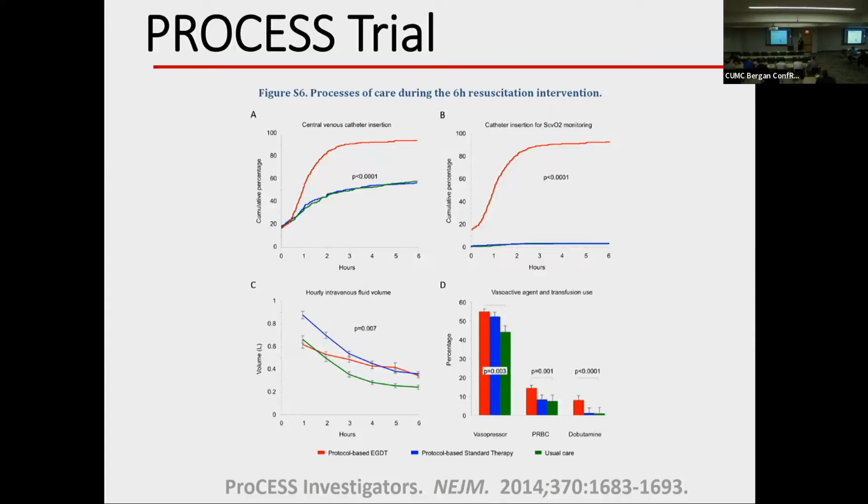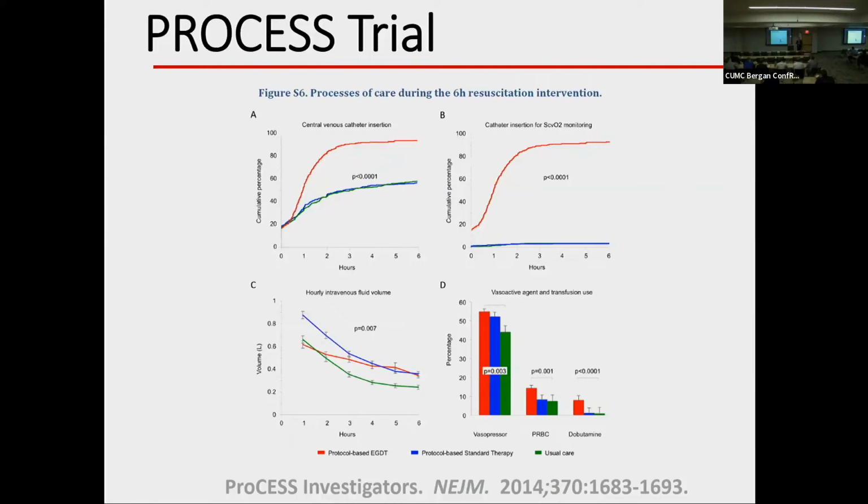So just in the one arm. Panel C, bottom left, I think is instructive. That's fluid administration over time. The top line is actually the protocolized strategy, not with the catheter, but protocolized without the catheter. The middle line, the flatter one, is protocolized with the catheter. And the bottom line is usual care.